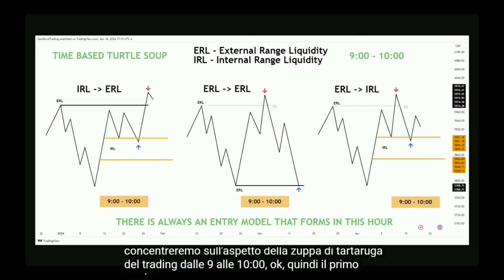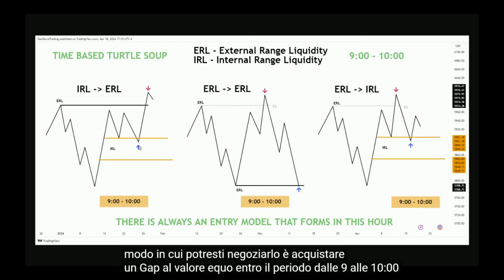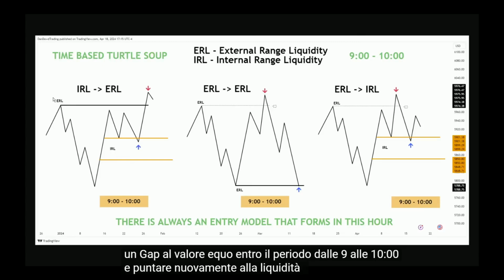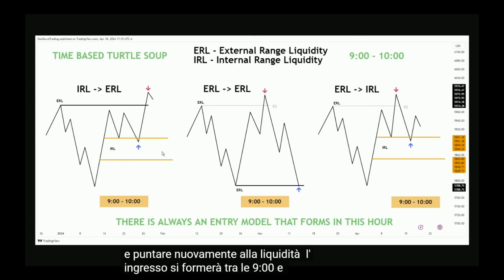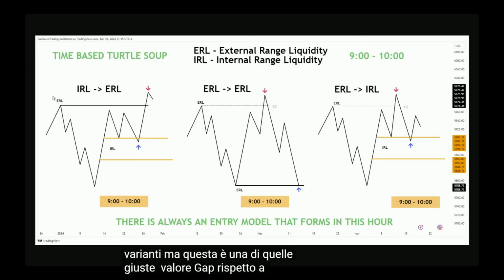Okay, so the first way you could trade it is you're buying a fair value gap within the 9 to 10 o'clock period and targeting liquidity. Again, the entry is going to form within 9 to 10 o'clock. The target does not have to hit within that time period. This is the first model that I look at, okay? It's not always going to be there. There's other variations, but this is one of them. A fair value gap to an old high.